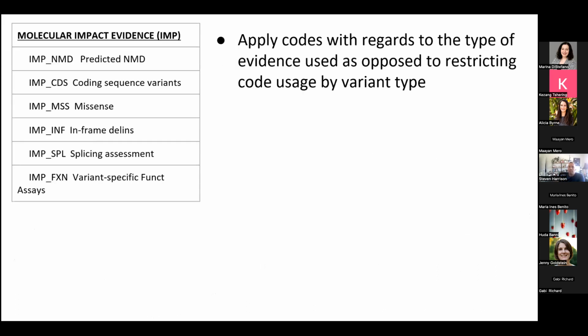And overall, we're also moving the codes towards being more obvious about what type of evidence you're using, as opposed to the generic codes in the 2015 guideline that don't have meaning themselves, but also not restricting usage based off variant types. For example, if you had a missense variant, but all the evidence about that variant supports a splicing impact, it may be more appropriate to apply the splicing code as opposed to missense, because it's causing disease by altered splicing as opposed to the protein change.